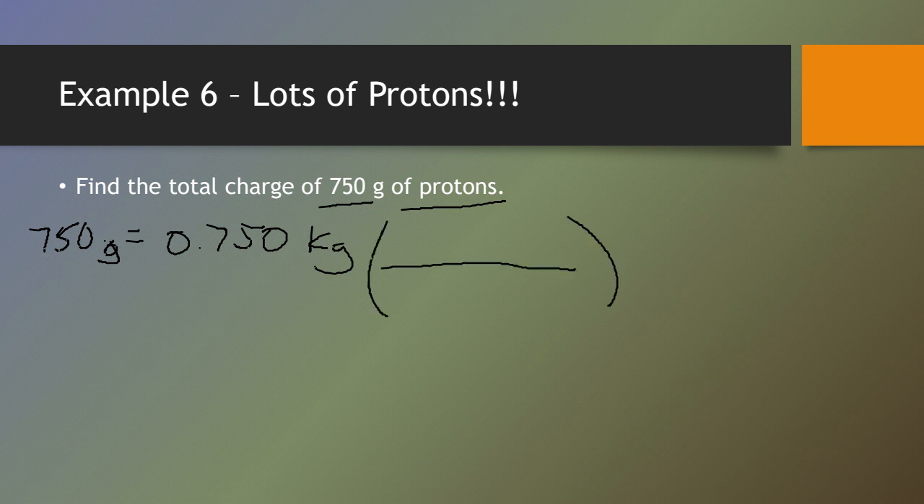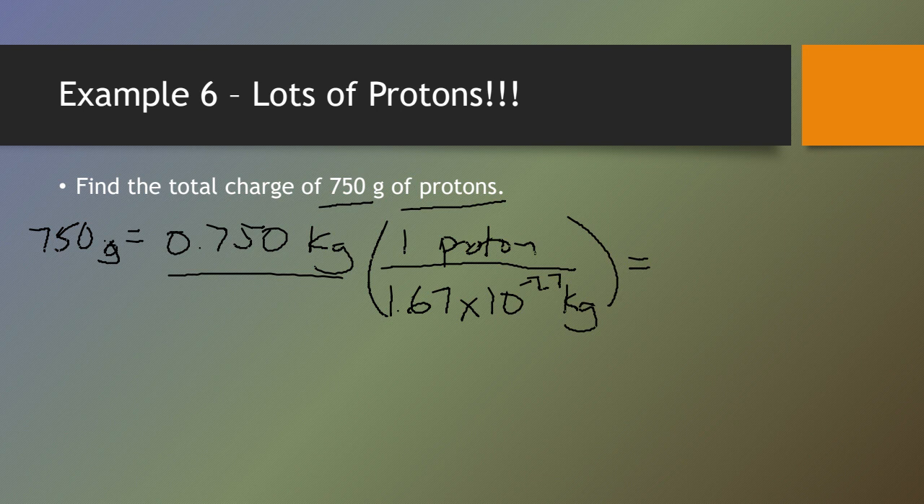And for every one proton, it has a mass of 1.67 times 10 to the minus 27 kilograms, which when you divide, you find that the number of protons is 4.491 times 10 to the 26th protons.